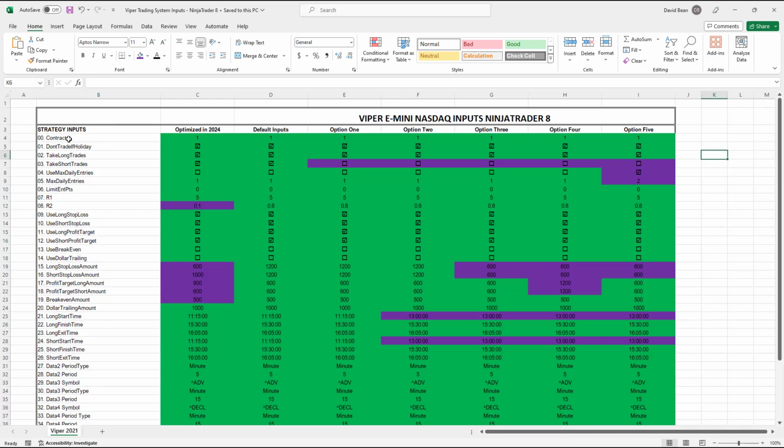Here is the spreadsheet. We have one for TradeStation. This is one for NinjaTrader. And you have the default inputs right here. And everything in purple is different than the default.